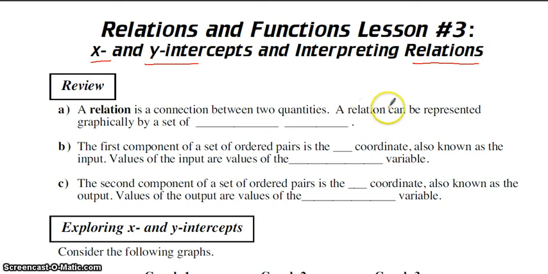And then a relationship can be represented by a set of ordered pairs. Okay, so in the ordered pair, there are two components. The first one is the x coordinate. The second one is the y coordinate. And the first one is always the independent variable, right? And then the second one is the dependent variable. Y depends on x.